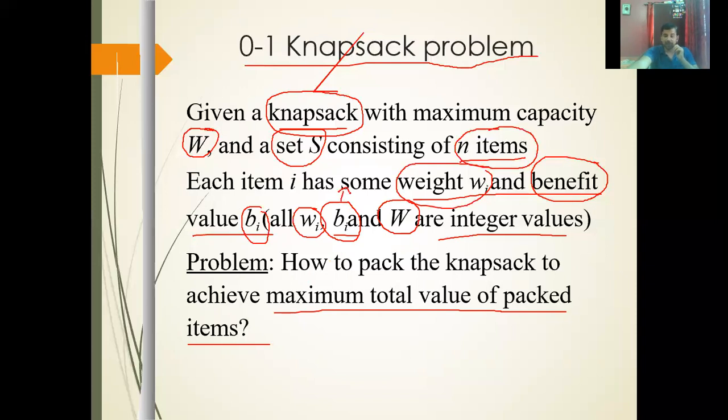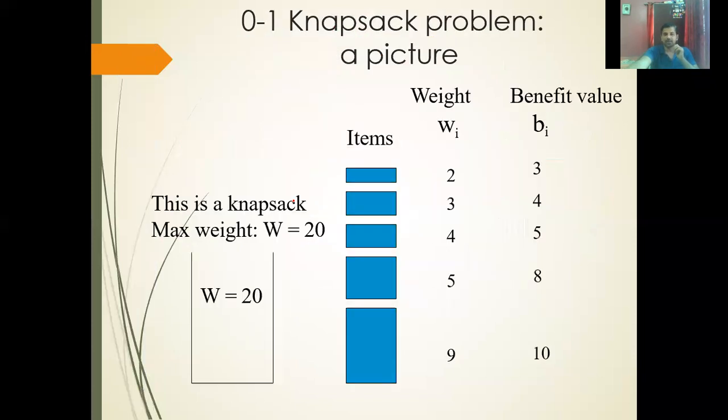And there is one more additional constraint: for the items you insert, the total weight should be less than or equal to the size of your knapsack. It should not exceed the size of the knapsack, that is W, right? So we have one simple example here. W, the size of your knapsack, is 20 here.